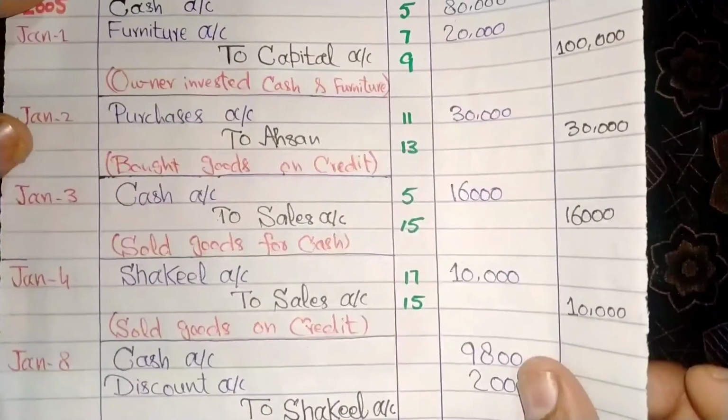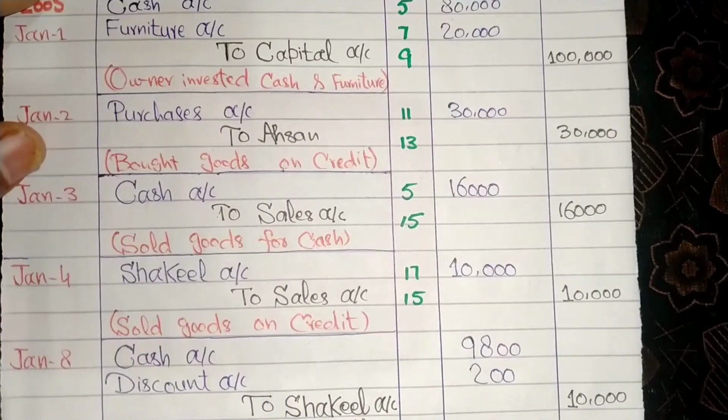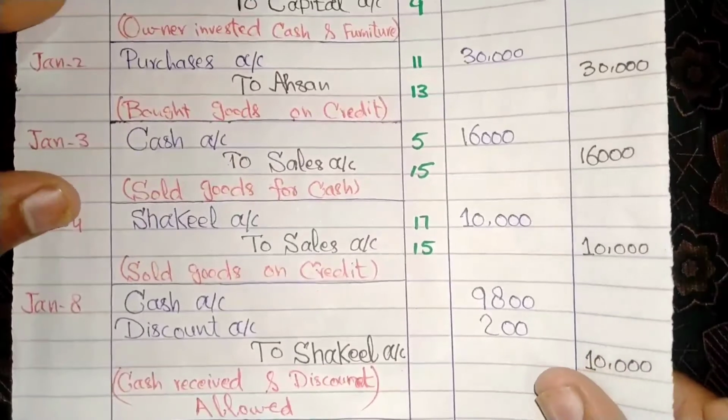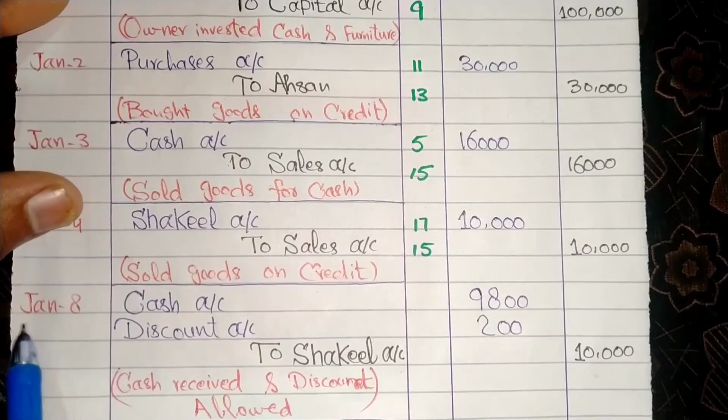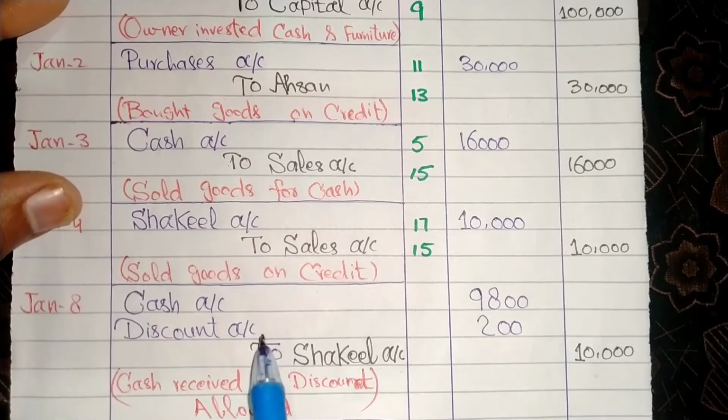The fourth entry was sold goods on account to Shakil. Sold goods on credit, simple. Shakil account to sales account with an amount of 10,000 rupees. The last transaction's journal entry is here. Jan 8th, cash received from Shakil, 9,800 rupees in full settlement.